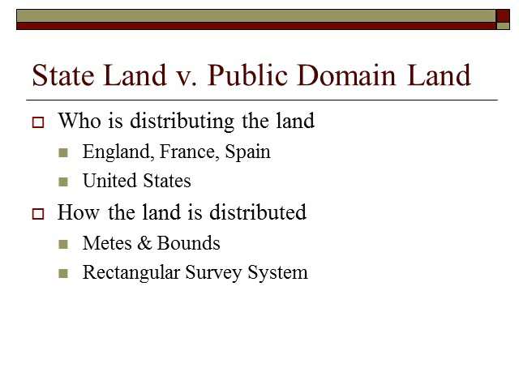The other big distinction is state land states are plotted out, measured, surveyed in a metes and bounds system, and I'll explain that. And the public domain land is distributed or plotted out in a rectangular survey system.